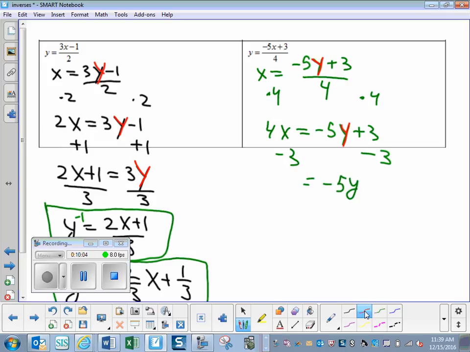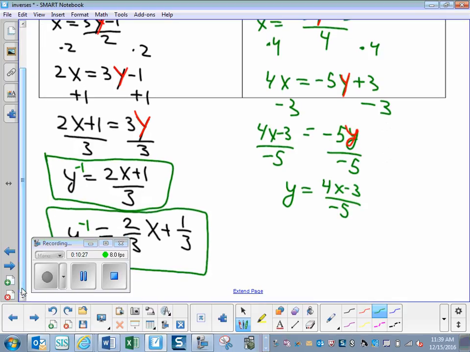That's why it's so useful to do this in a different color, so you don't go back and forth. Okay, so 4x minus 3. Now what? Divide by negative 5, both sides. So I have y equals 4x minus 3 divided by negative 5. I can leave it like this, or I could also rewrite in standard form, which is negative 4 over 5 x plus 3 over 5.